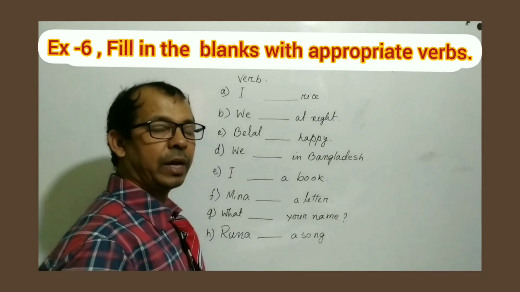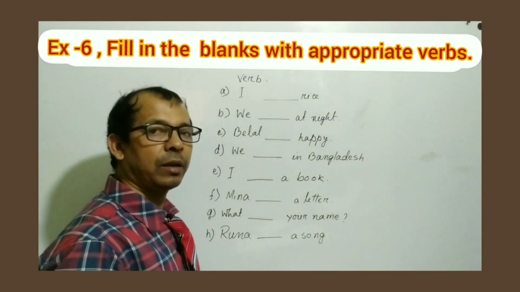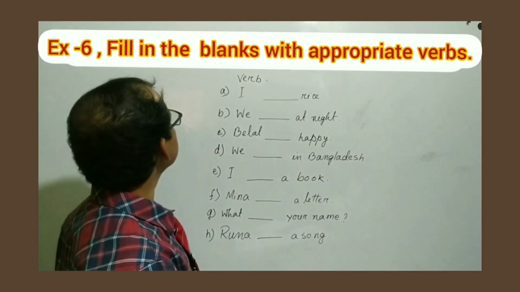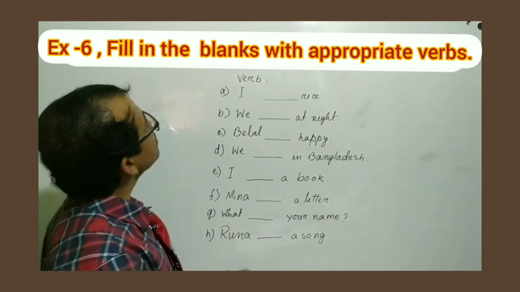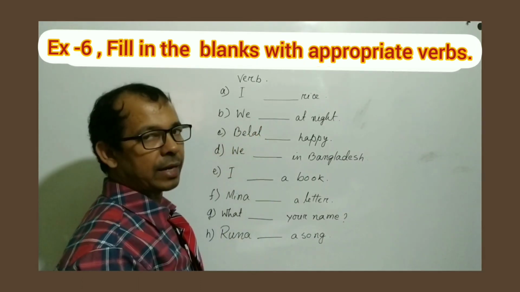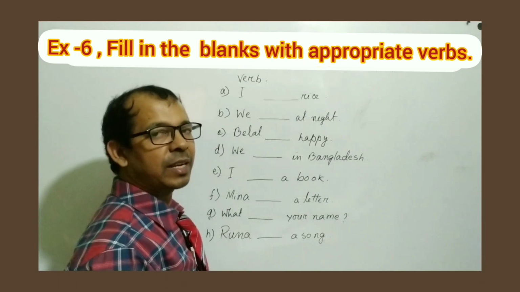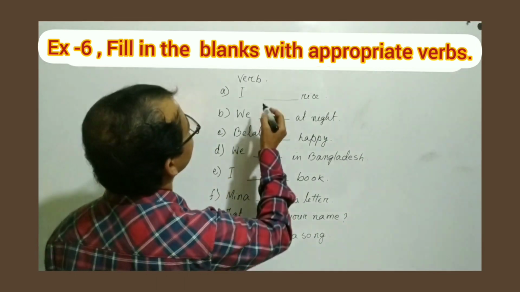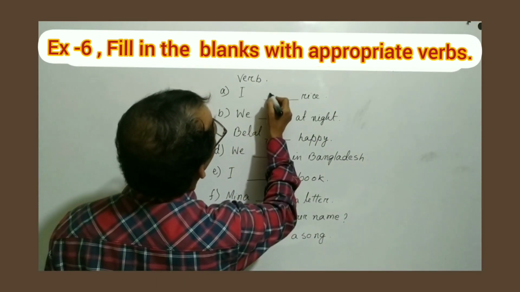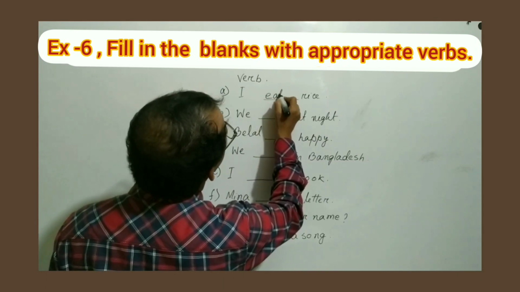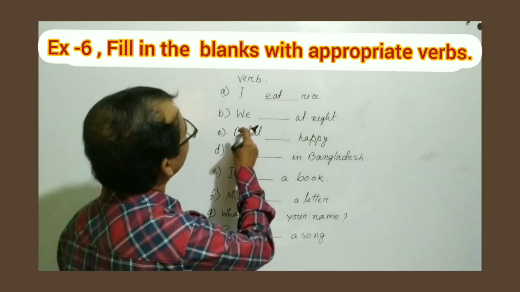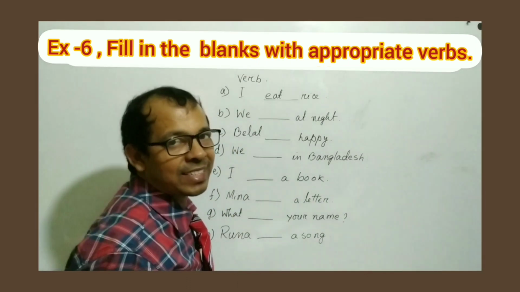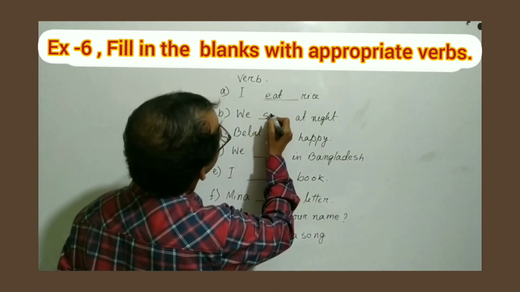Okay, my dear student. Now we will fill in the blanks with appropriate verbs from exercise 6, page 21. Here you can see: I dash rice. Can you tell me what verb we can write here? Yes, I eat rice. Second one: we dash at night. What do you do at night? Yes, we sleep.